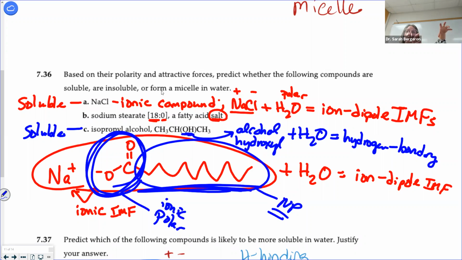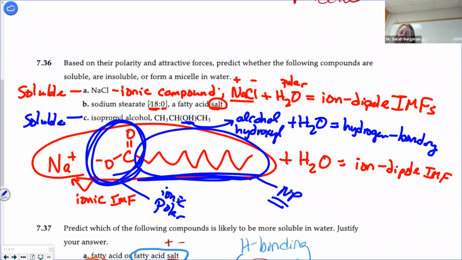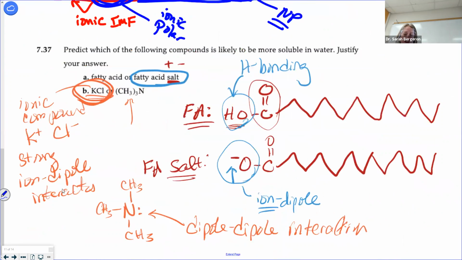You're not dissolving anything. You're just sending it down the drain. You're pulling the dirt off of your clothes and off of your hands and sending it down the drain. You didn't actually get rid of it. You know what I mean? Isn't that cool? So many things you never knew you wanted to know. Okay.